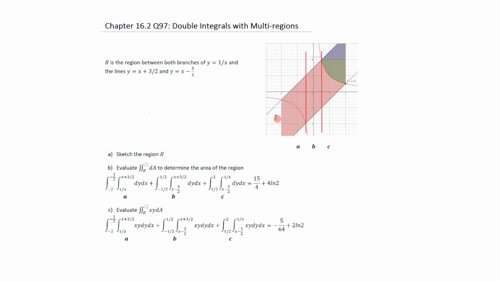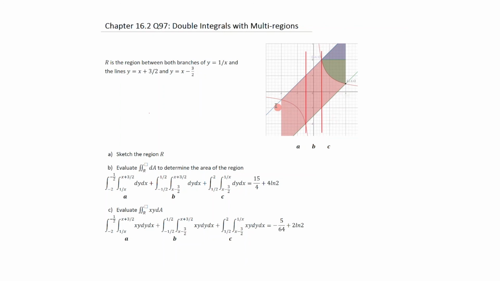It's not given what those boundaries are, but if you look at this particular region, you'll notice that this point can be determined by equating the function for this line with 1 over x. This boundary point can be determined by equating the function 1 over x with the line x minus 3/2. This boundary can be determined by equating the function x plus 3/2 with 1 over x. And this boundary can be determined by equating the function 1 over x with x minus 3/2. Now, if you do that, you'll get all the points for x.